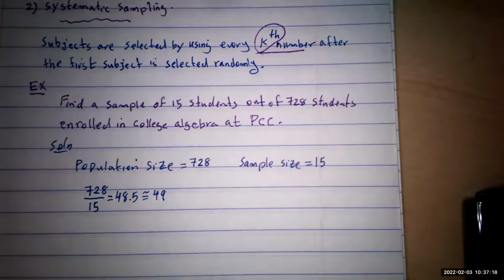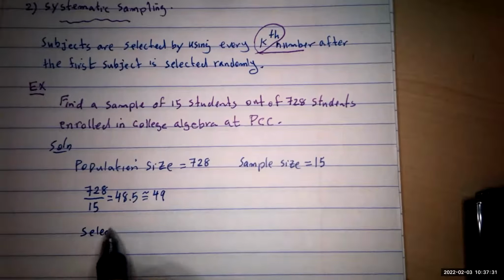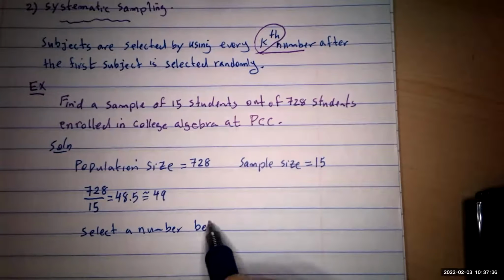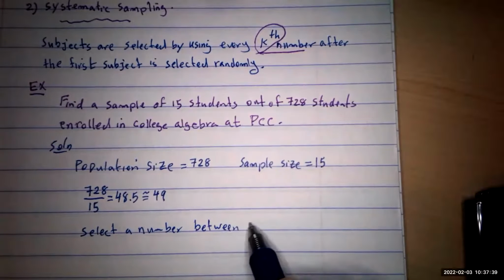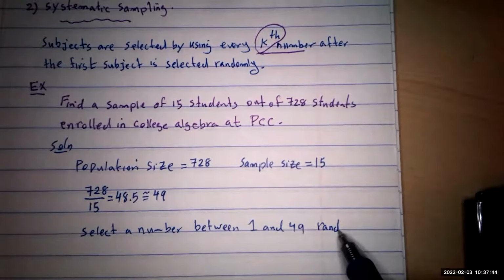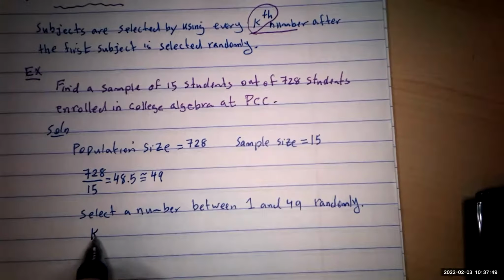So what you need to do is pick a number between 1 and 49 for your K. Any number will do it, it doesn't matter. Okay, so select a number between 1 and 49 randomly. You can pick something easy to be able to do it. So what I do, for example, I pick K equal to 20.